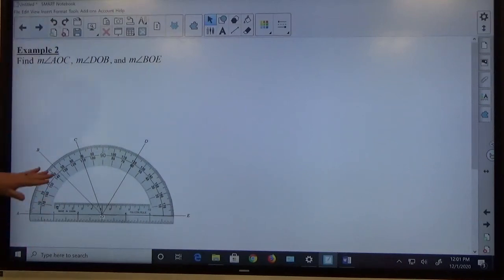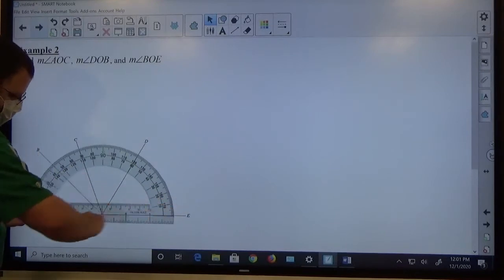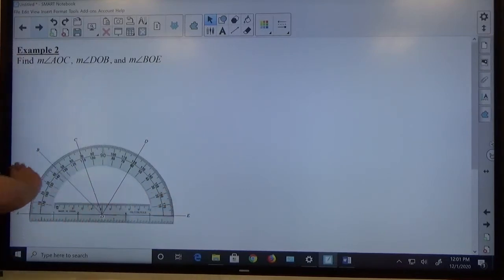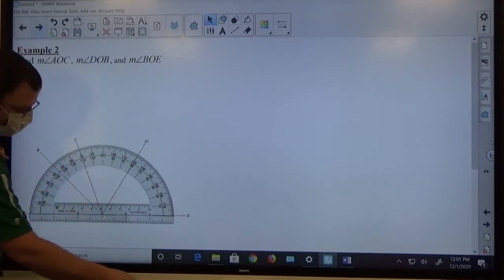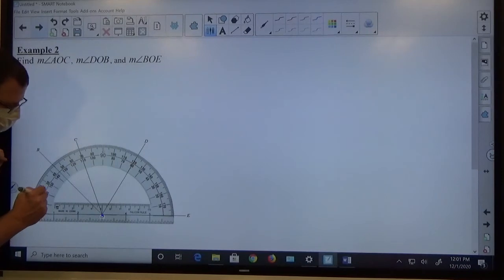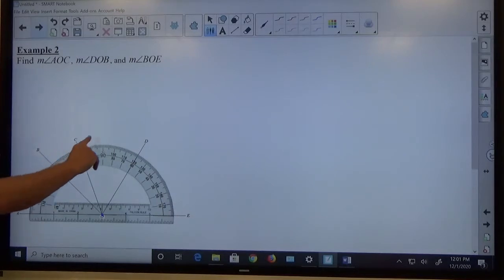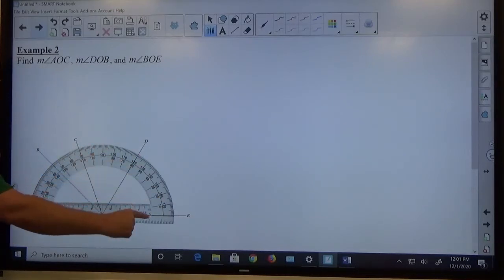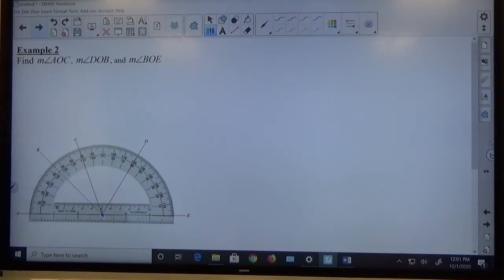All right, on the board I have a protractor, and we have this segment AE along the bottom, and it opens up to B, C, and D with these three rays coming off of point O. You'll notice point O is the vertex of all these angles. You'll also notice that most protractors have a scale that goes 0 to 180 and 180 to 0. You need to know which one you're looking at in order to establish what they're asking for.